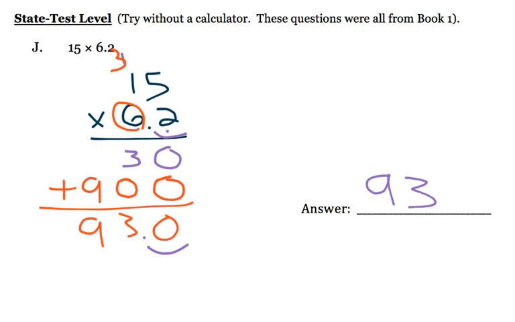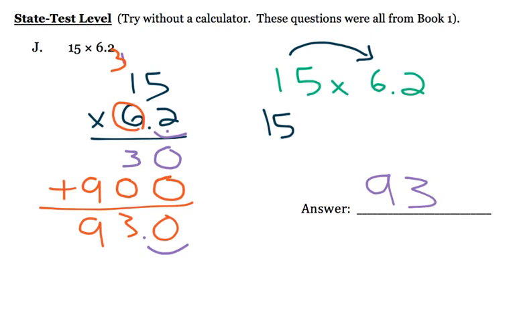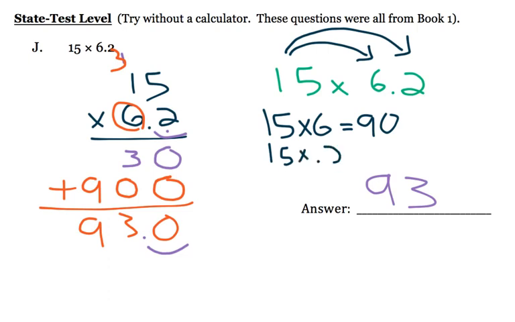A more advanced way of doing this problem, and why I know my answer is right: 15 times 6 is 90. So I know my answer should be around 90. But then, using the distributive property, 15 times 0.2 ends up being 3, or 3.0. And add that together. It's like a more advanced way to see that the answer is 93.